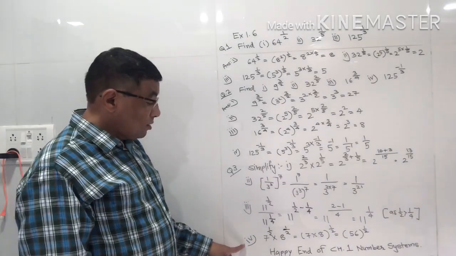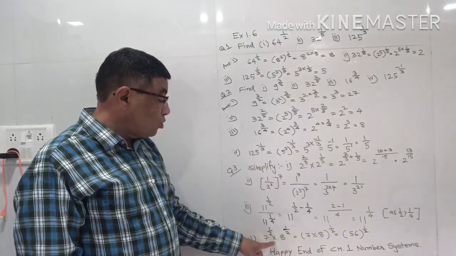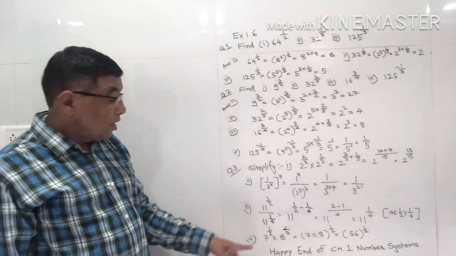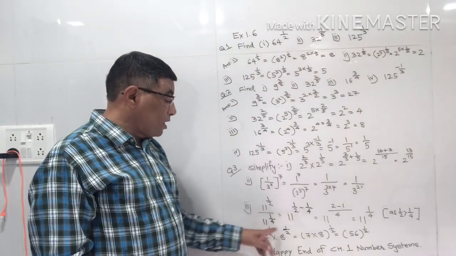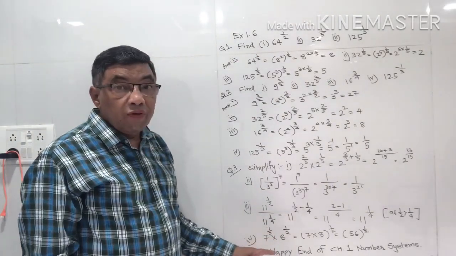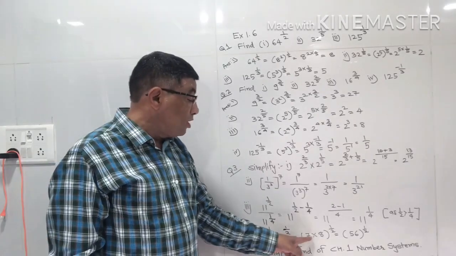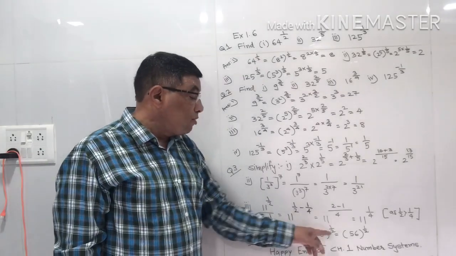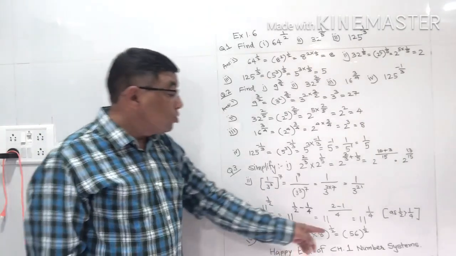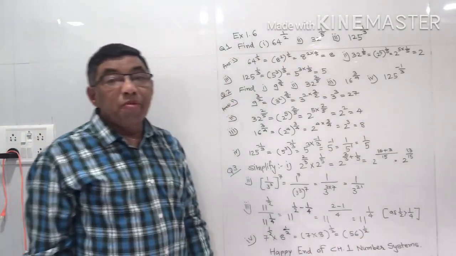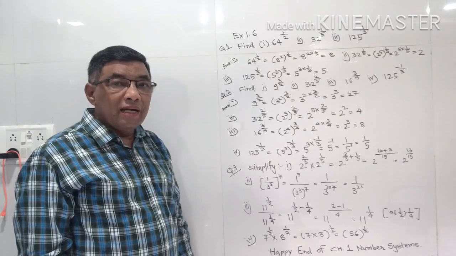And the last one, 7 raised to 1 by 2 into 8 raised to 1 by 2. Here the bases are not the same, but the powers are the same, 1 by 2, 1 by 2. So we just multiply the bases, 7 into 8, and the whole raised to the common 1 by 2 power we write here. And so 56 raised to 1 by 2 is the answer.